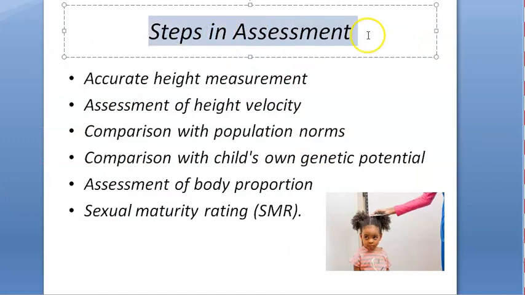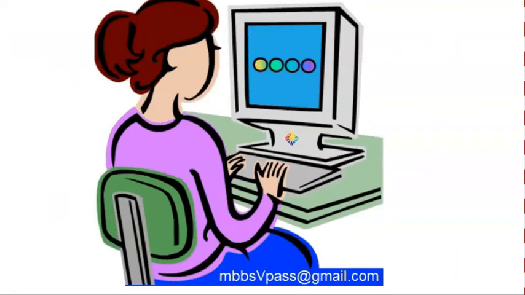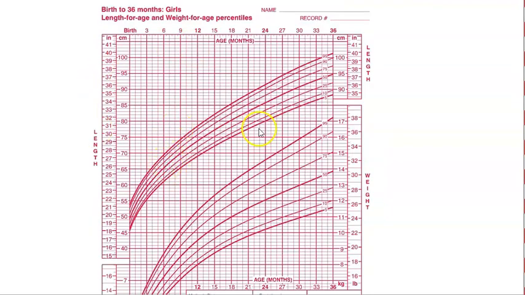Then how will you assess the child? You will accurately measure the height. Then you will assess the height velocity. So for that height velocity, you should keep on plotting this chart. Otherwise, how can you know the velocity? So you should know at least some values to plot and find out if it is going up and at what speed. So the speed also should be proper, right? Then only it can make up.